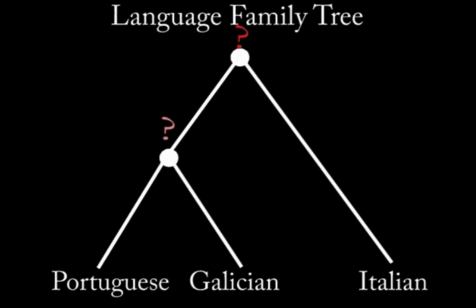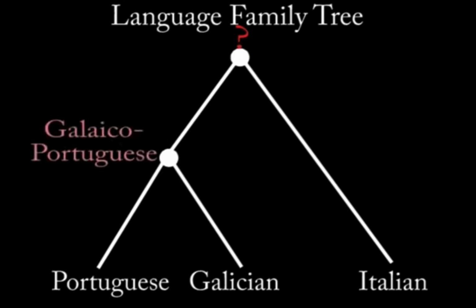Now we have two question marks here. What do these question marks mean? They're just nodes on our diagram, but they represent more than that. There's actually some language spoken in the past that must be the common ancestor of both Galician and Portuguese. Otherwise, they wouldn't be around, they wouldn't share these common cognates. So these common cognates derive from words in a single language, this single ancestor language.